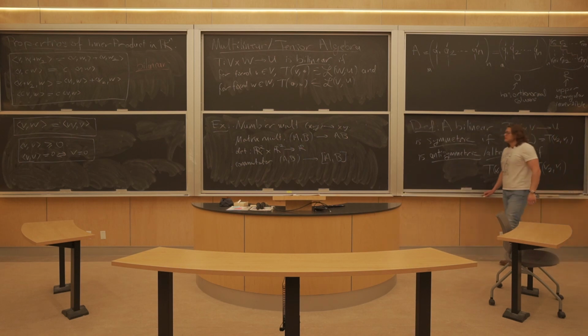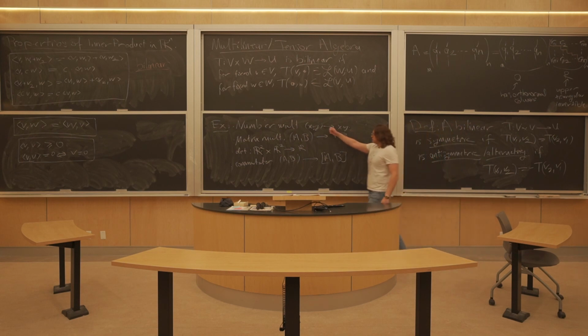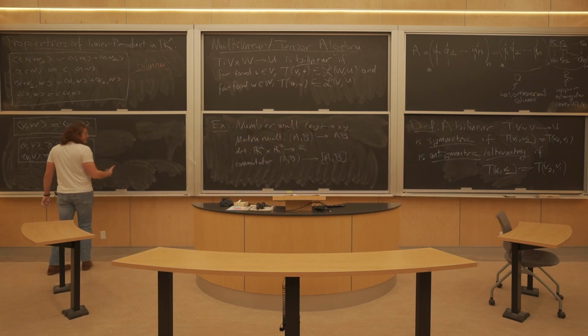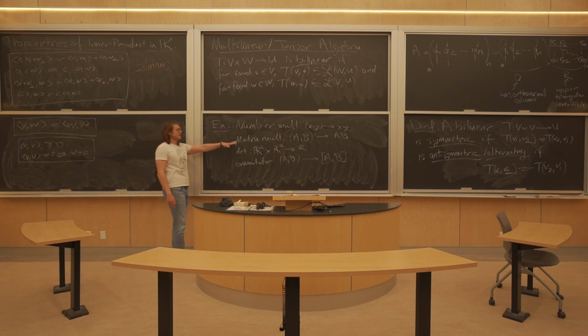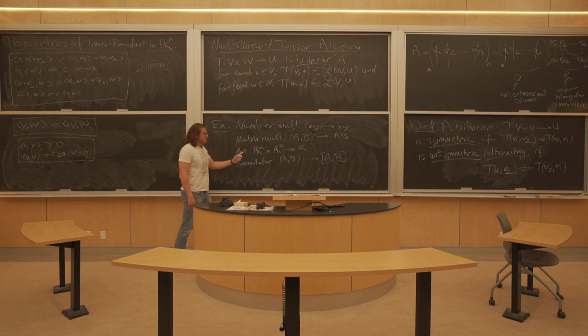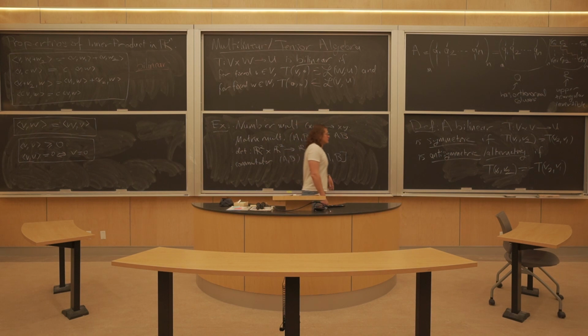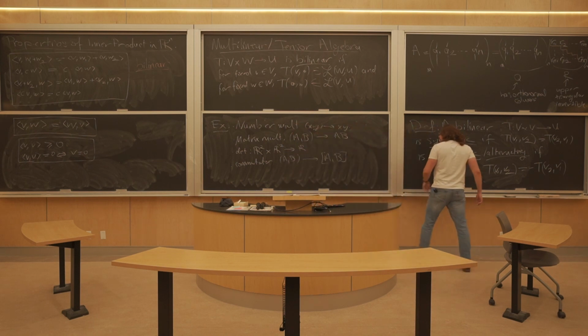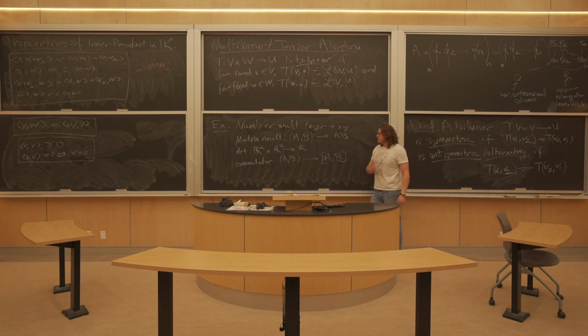Okay. Now, certainly, number multiplication is a symmetric bilinear form, or bilinear transformation. Matrix multiplication is not symmetric, right? Because we know that AB is not equal to BA, but also it's not minus BA. So it is neither symmetric nor antisymmetric. Determinant, you see, is an antisymmetric bilinear transformation, and so is the commutator.